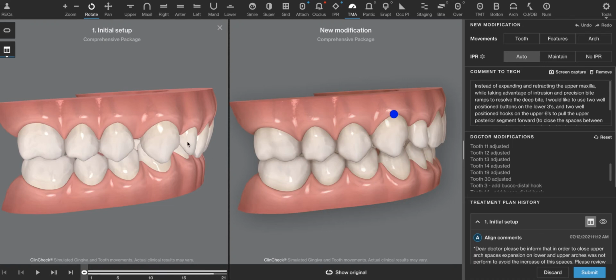Hey doc, here we have patient C. Melanson. Very interesting case.